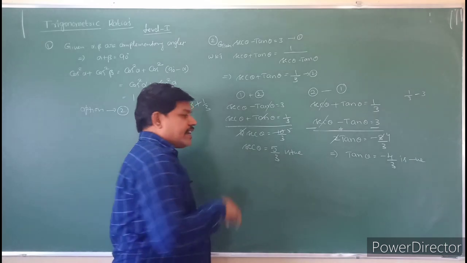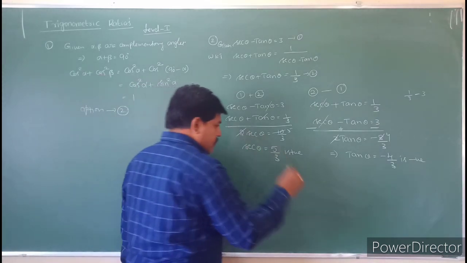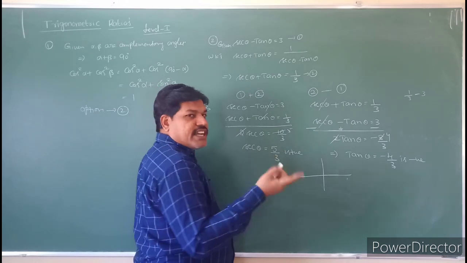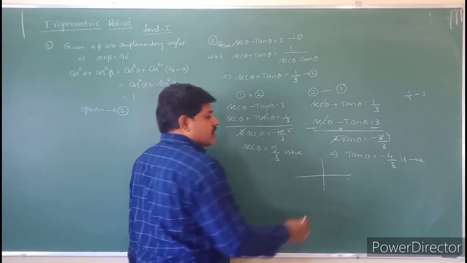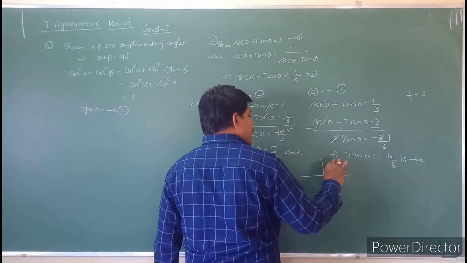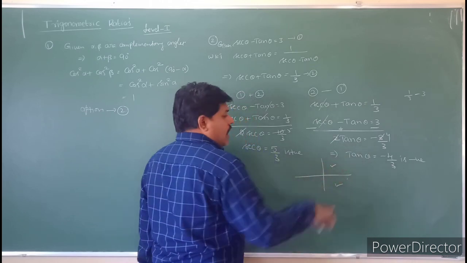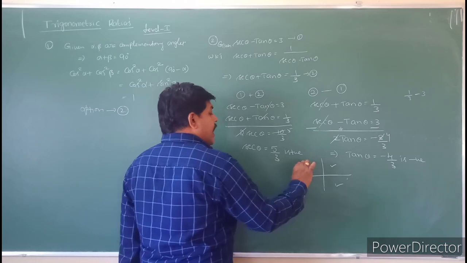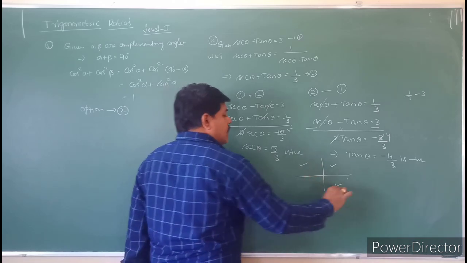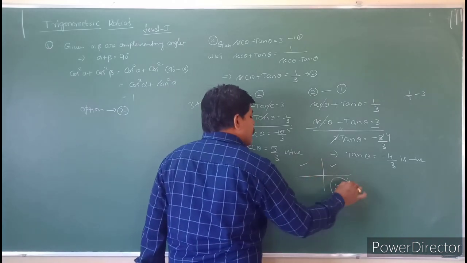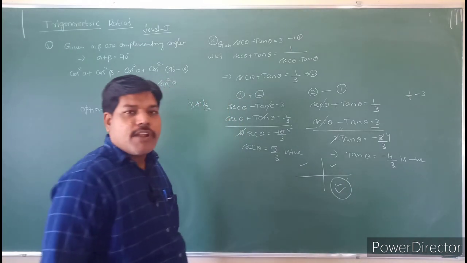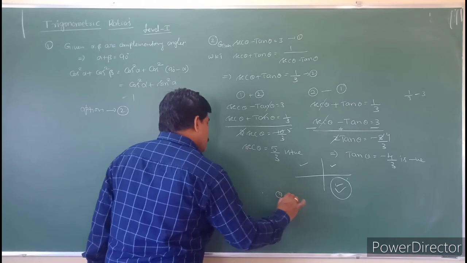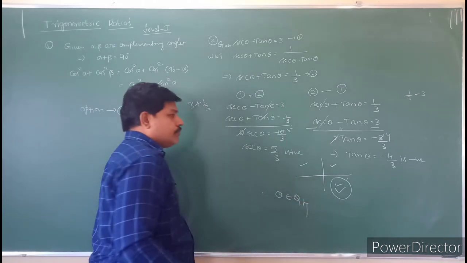So tan is negative and secant is positive. Secant is the reciprocal of cos. Yes or no? Cos is positive in the fourth quadrant and first quadrant. Tan is negative. Where is tan negative? Tan is negative in the second quadrant and fourth quadrant. So what is the final? You will get that theta belongs to the fourth quadrant. Therefore theta belongs to Q4.